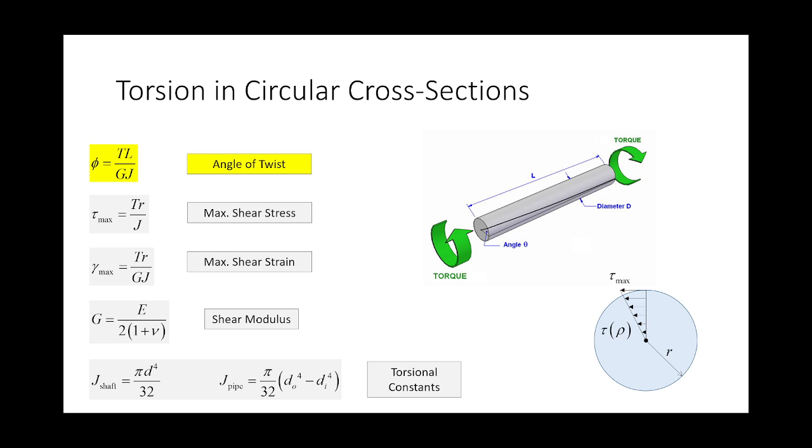Unless I'm absurdly wrong on this, and if I was, I'd probably go buy a Powerball ticket, you will not have a problem on the exam involving torsion and a cross-section that is not circular, okay? Your torsion problems will either have a circular cross-section like a solid shaft or a pipe, okay?